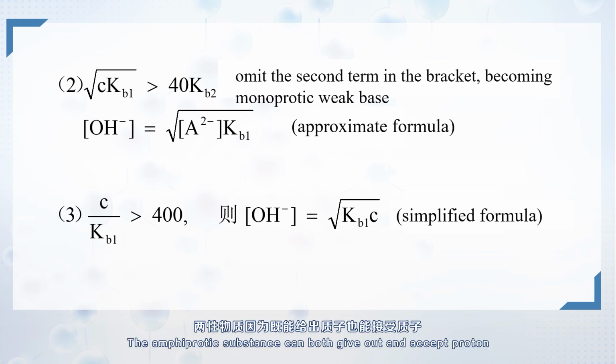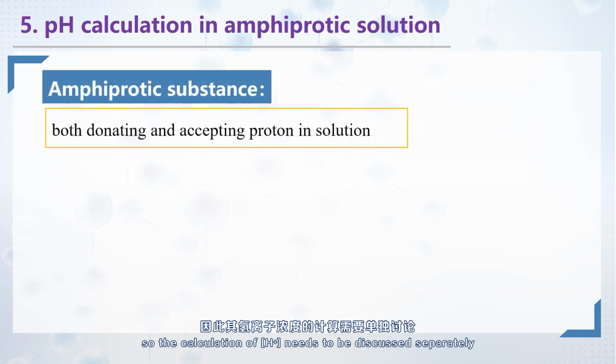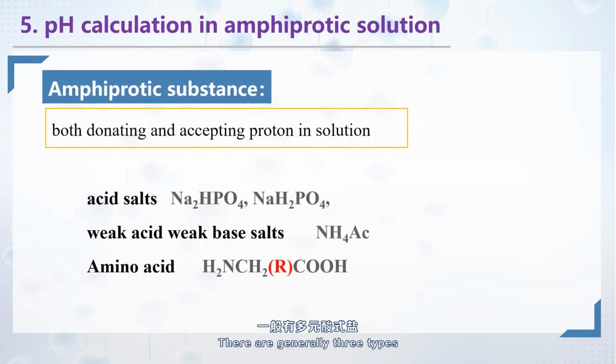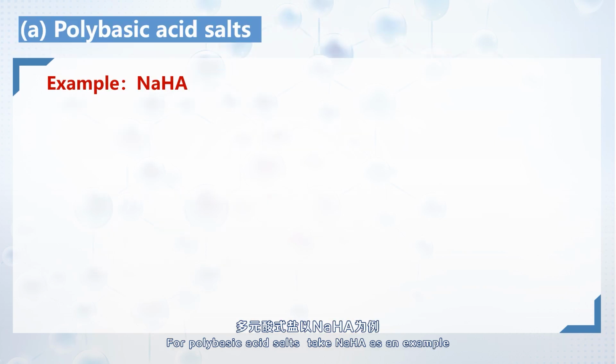The amphiprotic substance can both give out and accept proton, so the calculation of hydrogen needs to be discussed separately. There are generally three types of amphiprotic substances: polybasic acid salts, weak acid weak base salts, and amino acids. For polybasic acid salts, take sodium HA as an example.